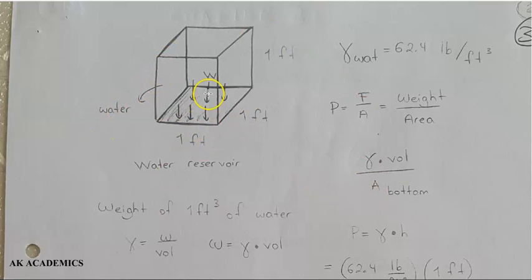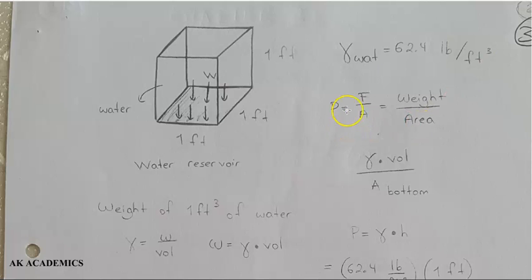Here is a cube, and you can see the dimensions of this cube are given by the length is 1 foot, the width is 1 foot, and the height is also 1 foot. We have water in the cube. This cube can be seen as a typical reservoir. So we have water in this reservoir. The specific weight of water is given as 62.4 pounds per cubic foot.